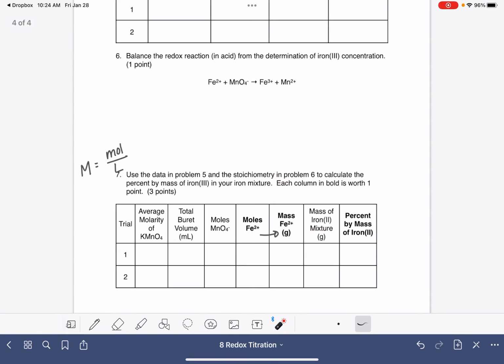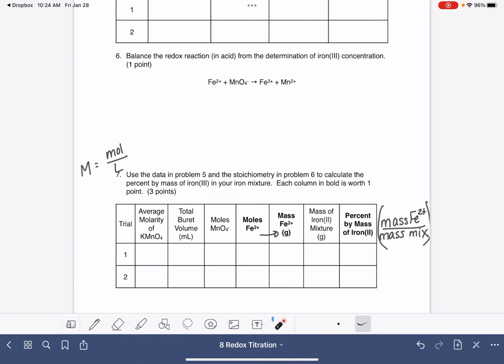And then last but not least, you'll be calculating the percent by mass of the iron 2+ ion in the mixture. That is going to be calculated by taking your mass of the iron 2+ ion, dividing it by the mass of the mixture, and then you're going to need to multiply that by 100 to turn it into a percent. Now, these two numbers may not end up being the same.